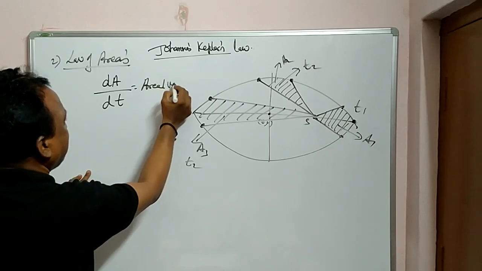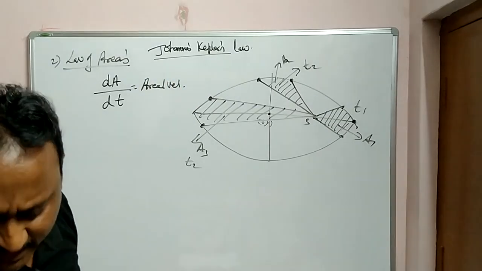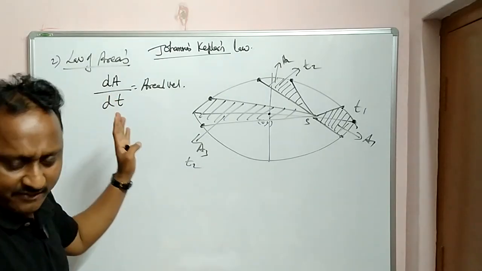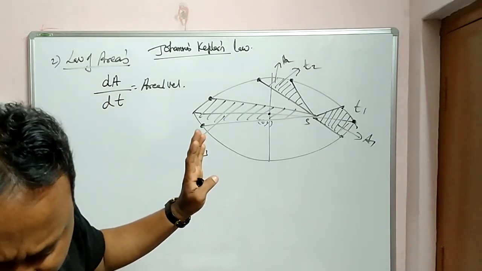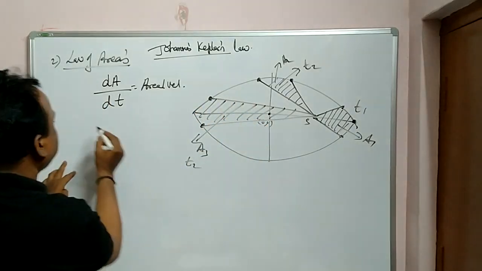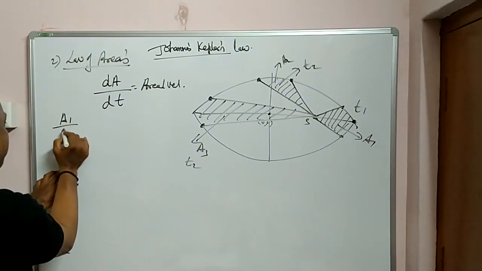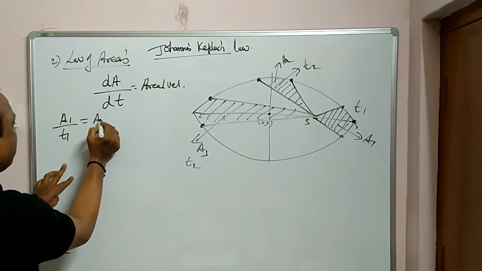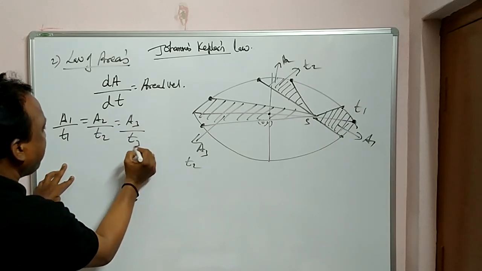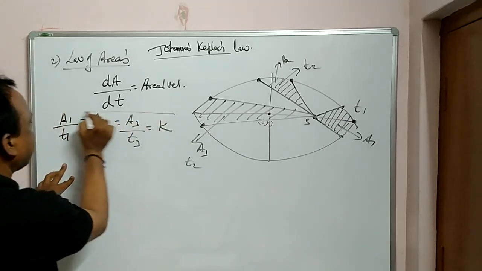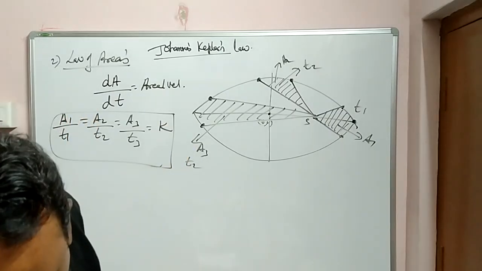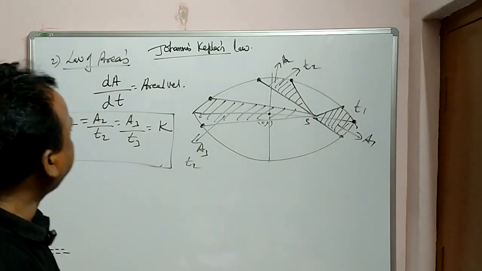Aerial velocity, it is also called dA by dt. What does aerial velocity mean? a1 by t1 is equal to a2 by t2 is equal to a3 by t3 is equal to constant. Very, very important. So what is it saying? dA by dt is constant.